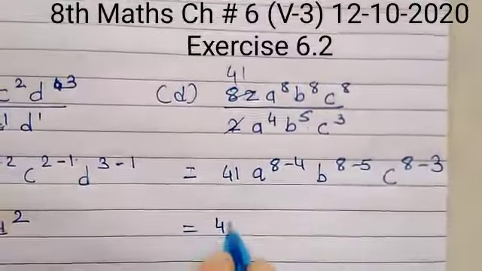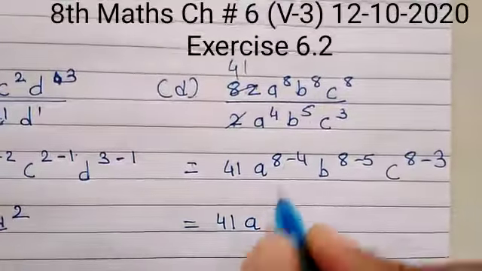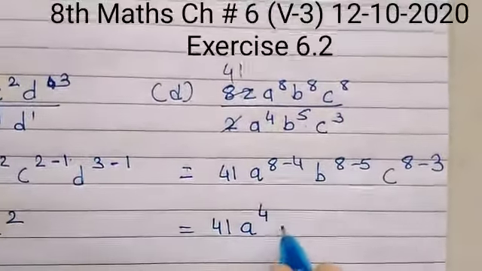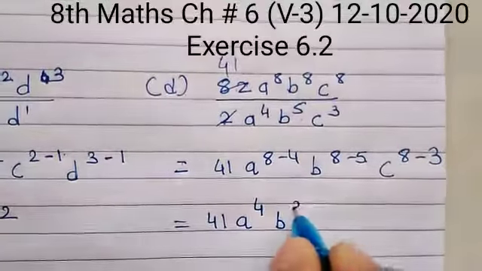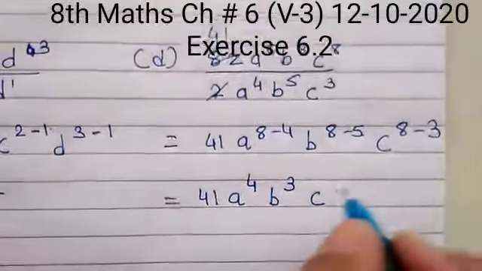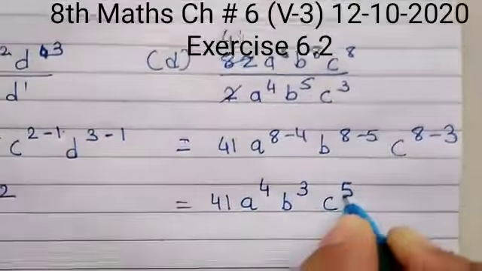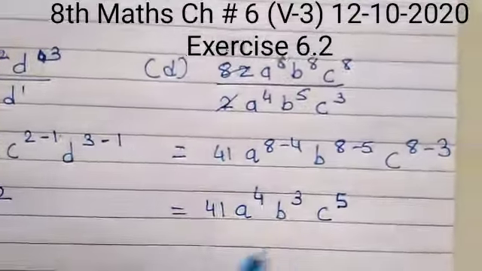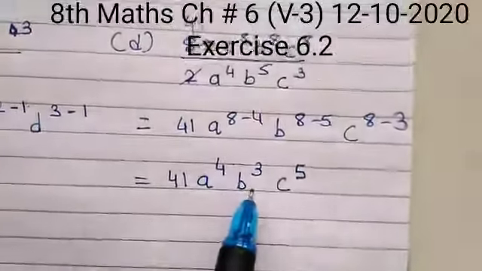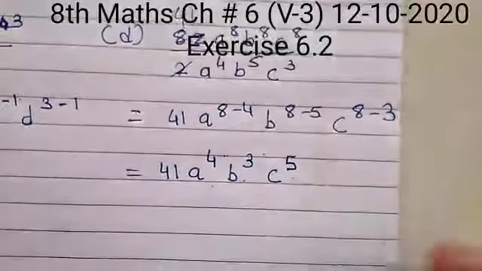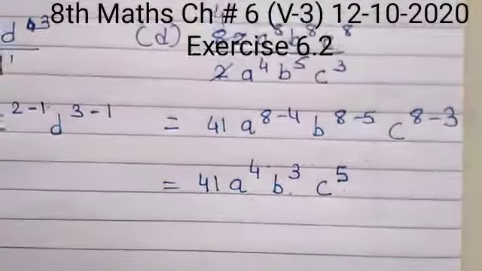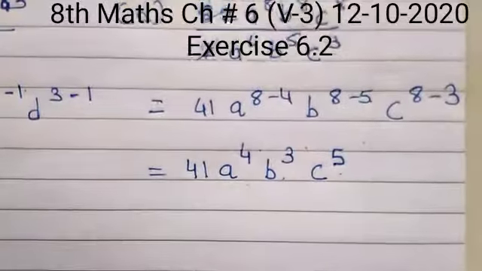So what we will get? 41 remains as it is. A raised to 8 minus 4 is equal to 4. B raised to 8 minus 5 is equal to 3 and c, 8 minus 3 is equal to 5. So what will be our answer? 41 a raised to 4, b raised to 3 and c raised to 5 will be our answer. Like this way we have completed exercise 6.2 also.